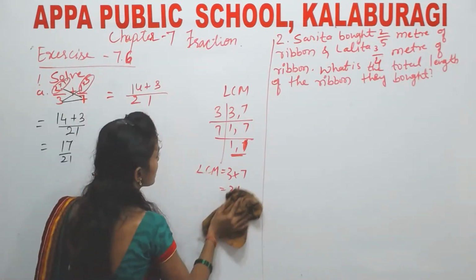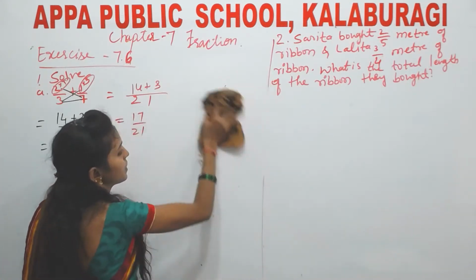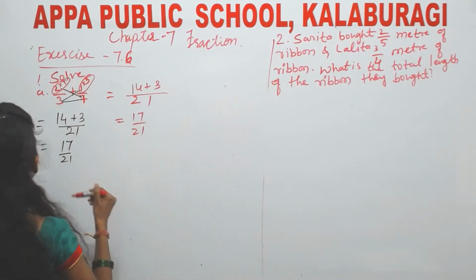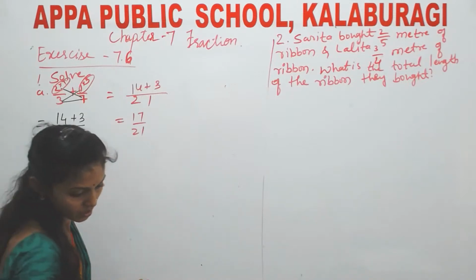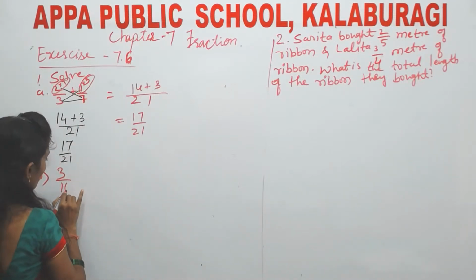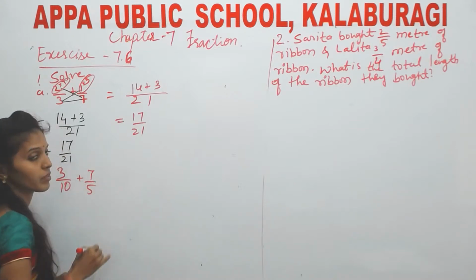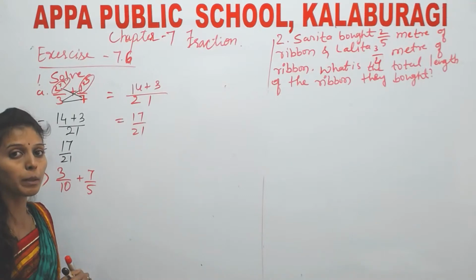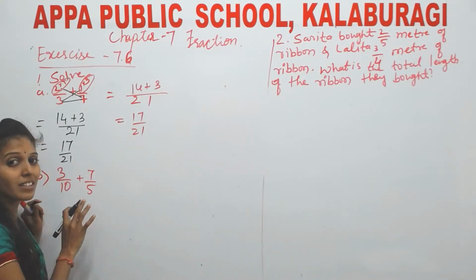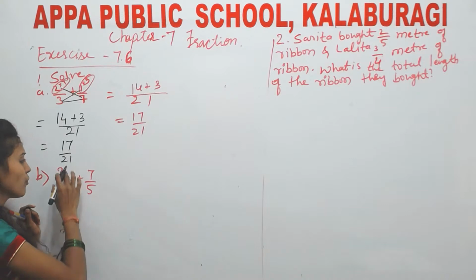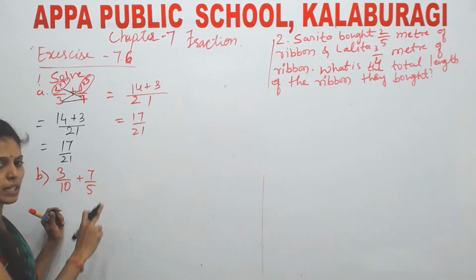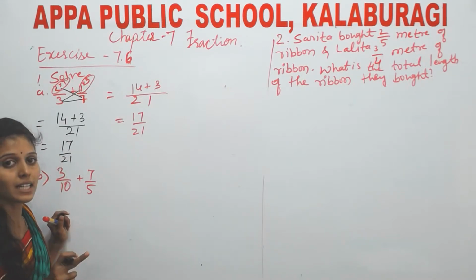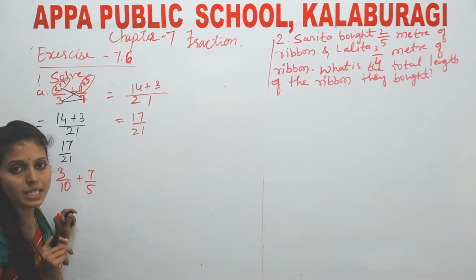Okay, so the second one, B1: 3 by 10 plus 7 by 5. In this case, it will be very useful if we make the denominators the same. Now denominators are not co-prime. What if we use the cross multiplication method? You won't get a wrong answer, you will get the correct answer only, but in an equivalent form.